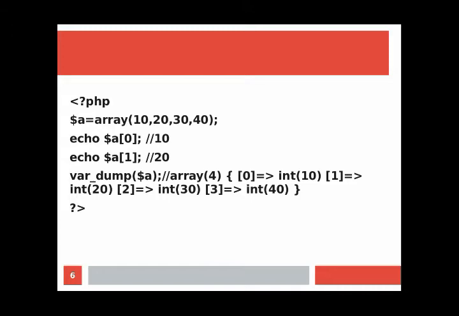But here we have used var_dump, and in brackets $a, that means the array variable $a. So here remember what the difference is. When we use var_dump, it will give how many elements are present in that array, that is the number, and also the data types of those elements. So here it will give array 4, because the elements are 4. Then 0, that means the first element.